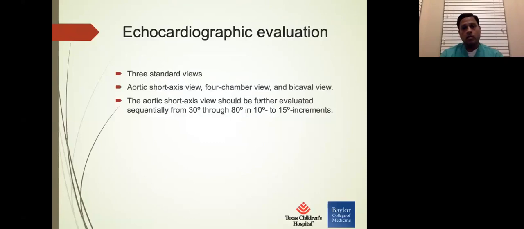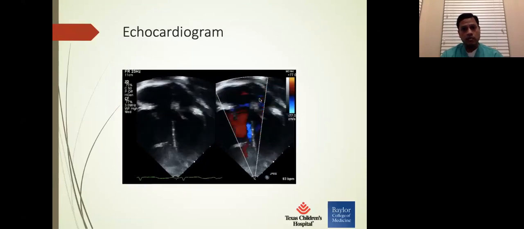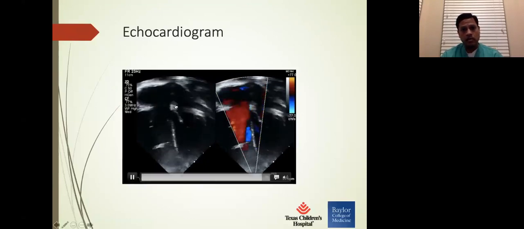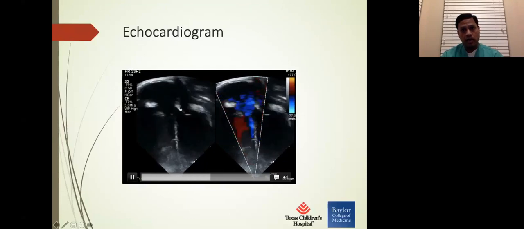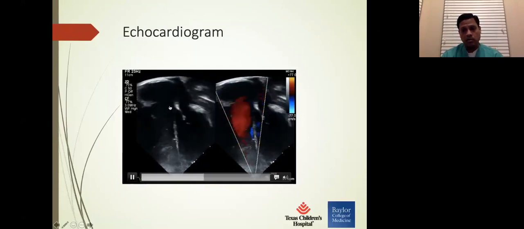As we talked about, you have to have three standard views: the short axis view, four-chamber view, and bicaval view. And then during TEE, when you do the short axis view, you can evaluate for the retroaortic rim and the posterior rim. So this is the apical four-chamber view. As you can see here, this patient particularly has a good AV valve rim. There seems to be a good posterior rim also.